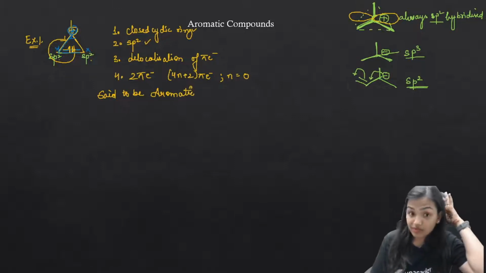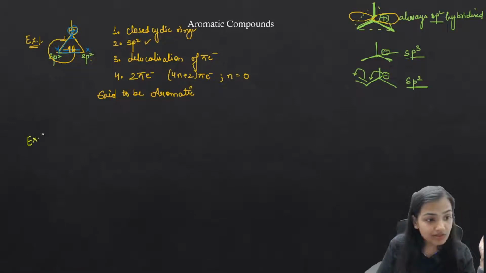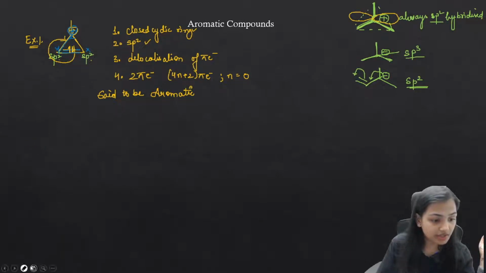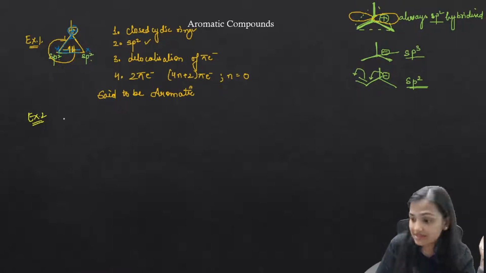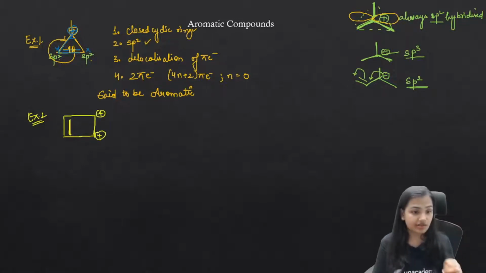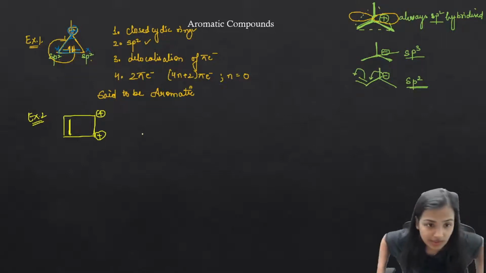Clear? Okay, now let me give you one more question. It's a very interesting question, guys. That is example number 2. Let me take more space for the question. So if I take this as an example, here I have a cyclic ring, and this is a pi bond, this is a positive charge, and this is a positive charge. Now my question is whether this is aromatic, or non-aromatic, or what it is.